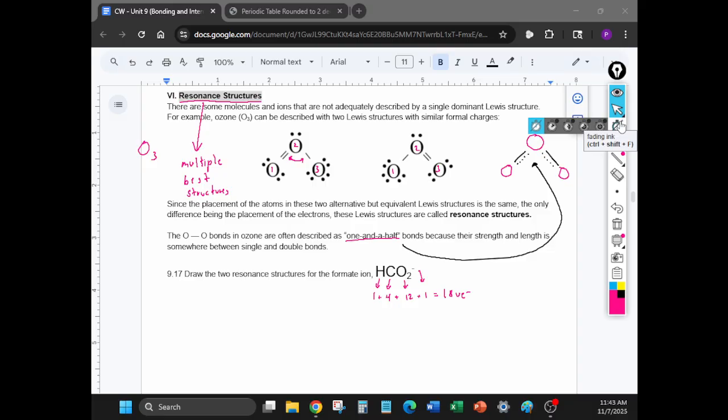All right, now what I want you to do is, based on what we know already, try drawing formate. Don't think about resonance or anything like that. Just draw formate the way that you normally would, and then I'll talk about how you can draw other resonance structures from it. Okay, but try drawing formate.